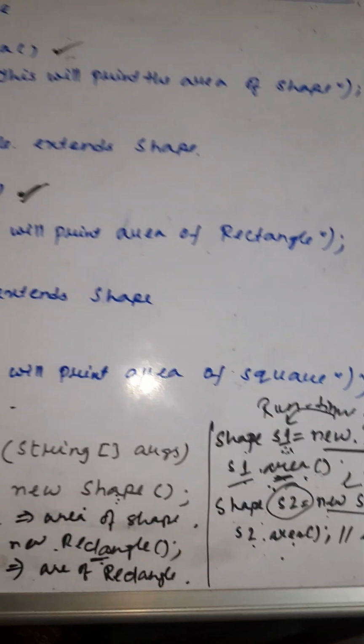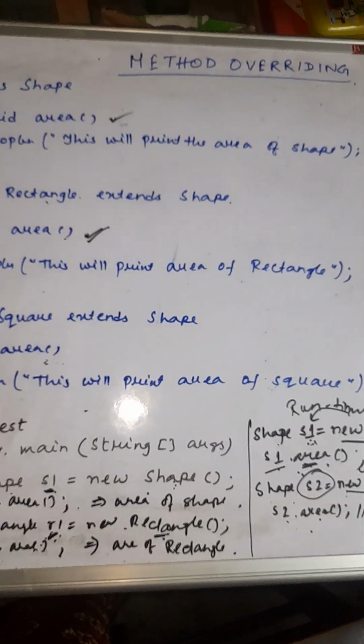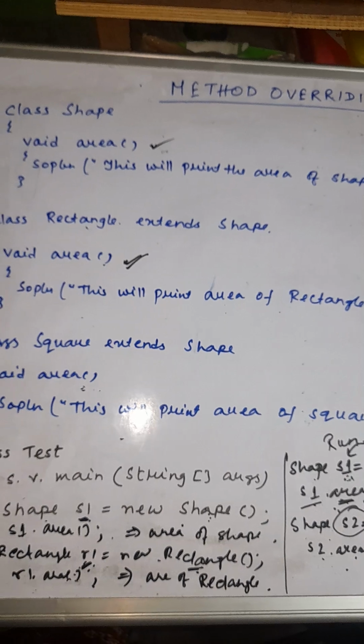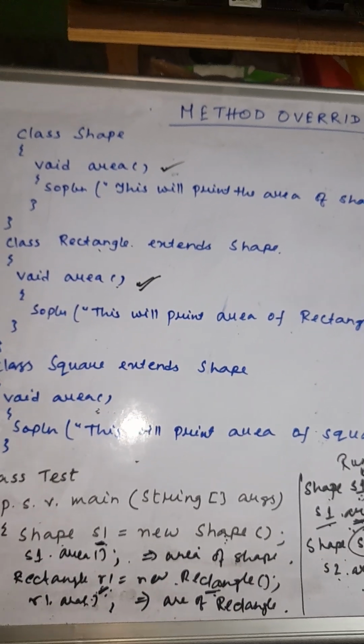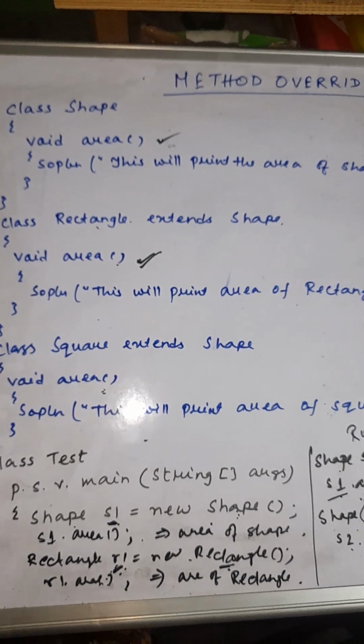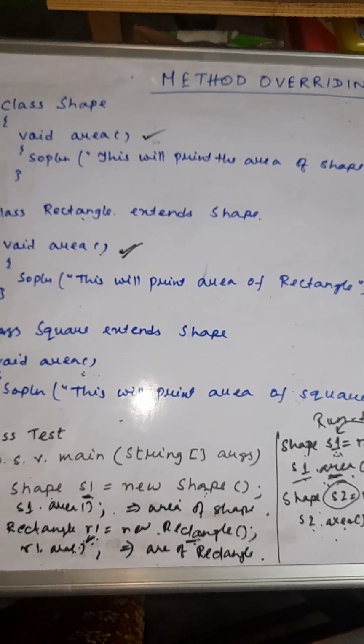Clear? This one is a simple example of overriding, and in the next session I will discuss the different rules of the method. If your method is static, or if your method is final within the base class, what will happen, this part I will discuss in the next session.